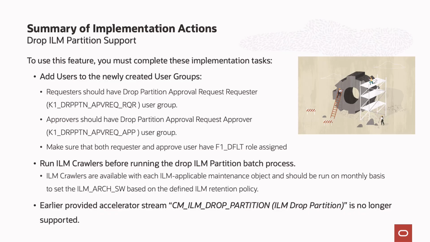As the new request generates a to-do for the approver, both approver and requester should have a default to-do role assigned. A prerequisite exists for dropping the oldest partition with data. The crawler batch control associated with the maintenance object must run prior to requesting the partition drop, so that the required data based on the retention period is marked for archive, and when all the records in the partition have the archive switch as yes, the partition is ready to be dropped.